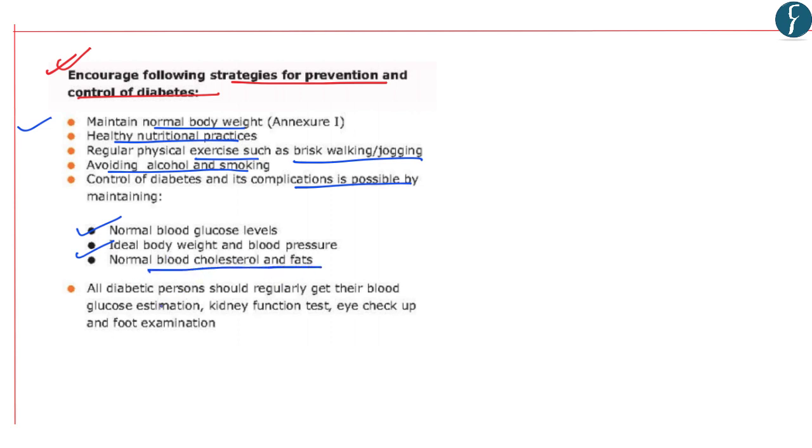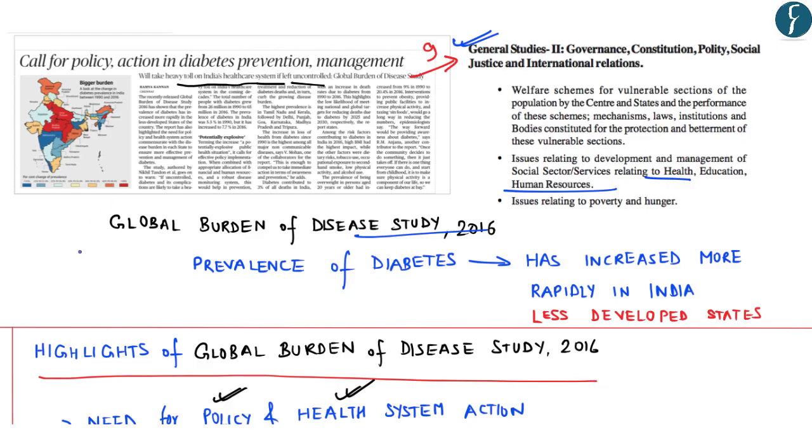Further, it says that all diabetic persons should regularly get their blood glucose estimation, kidney function test, eye checkup, as well as foot examination. So, this news on the Global Burden of Disease Study 2016 becomes extremely important to understand from a health perspective, as a question may be asked on the Global Burden of Disease Study 2016 as to how the government intends to reduce cases of diabetes in India. With this, let's move on to the next news.